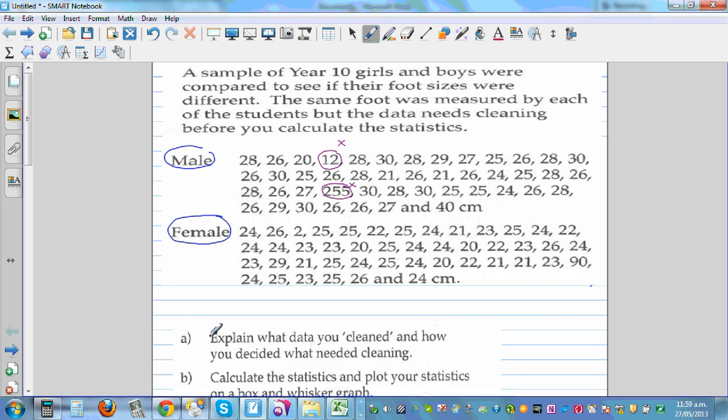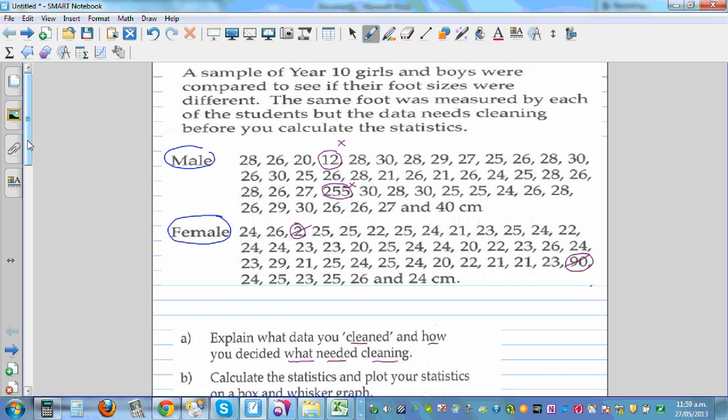The first question is, explain what data you cleaned and how you decided what needed cleaning. So you can say, well, 12 centimeter and 255 centimeter for a year 10 male is very unlikely, so you can ignore that. Here is a data for female with 2 centimeters, which is very, very unlikely. And this is 90, which is also very unlikely. So you can ignore these two.